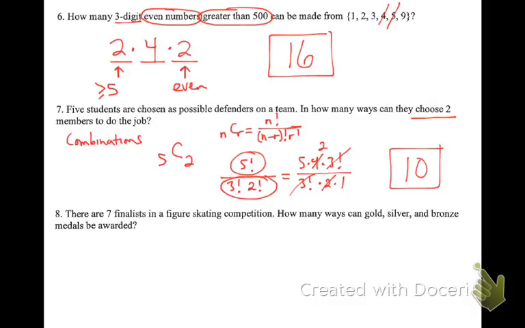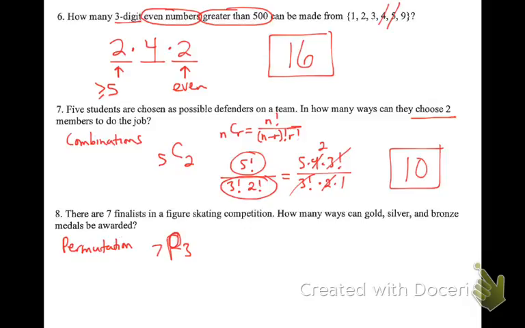Okay, let's look at one last problem. There are 7 finalists in a figure skating competition. How many ways can gold, silver, and bronze medals be awarded? Okay. This one is definitely going to be a permutation, because the order is going to be important. Gold, silver, bronze, there's a certain order to that. Okay. It's going to be 7 finalists taken 3 at a time, P.